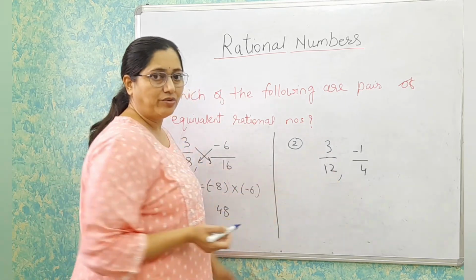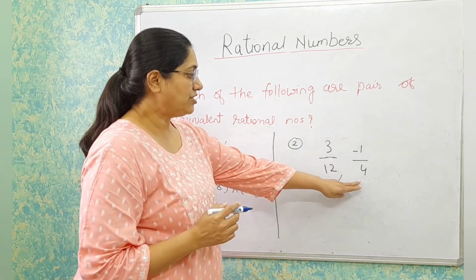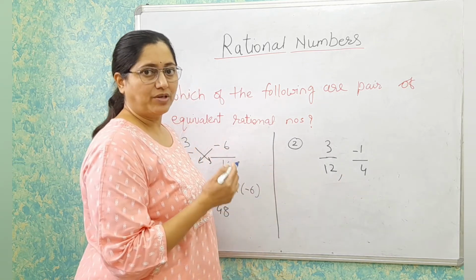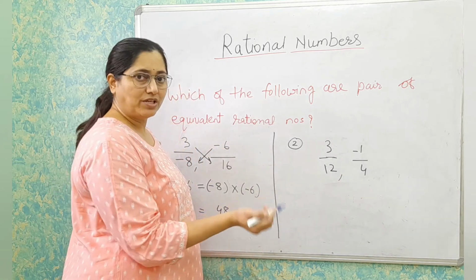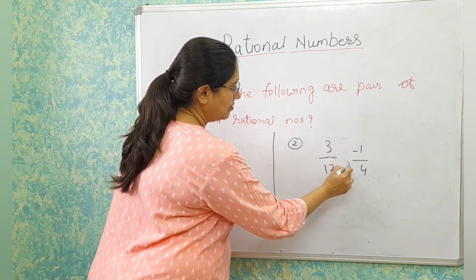Again, I have to find out whether these two rational numbers are equivalent rational number or not. So again, I will do the cross multiplication.